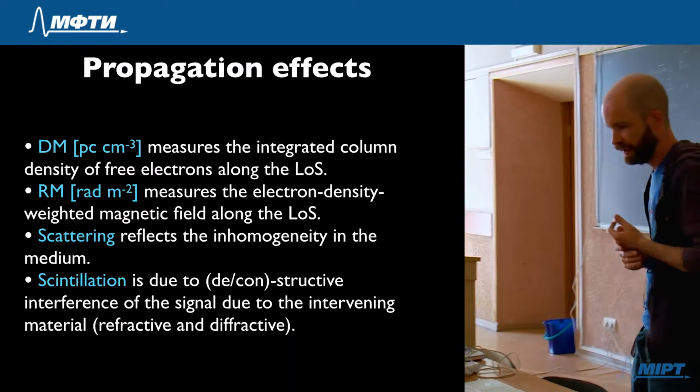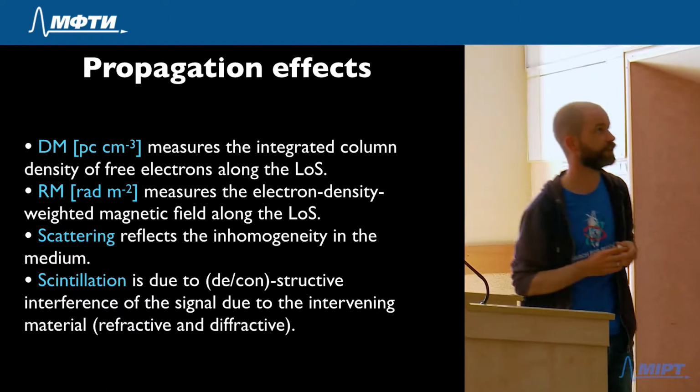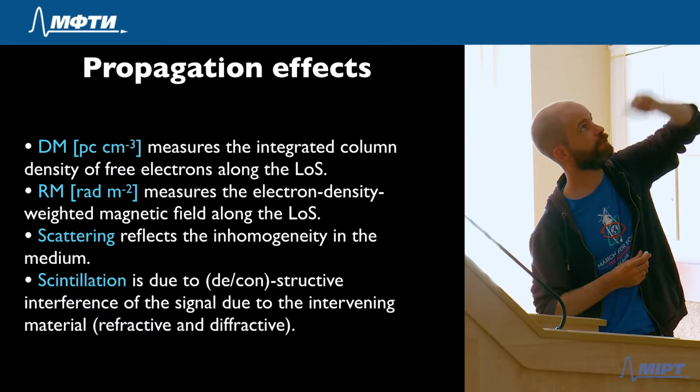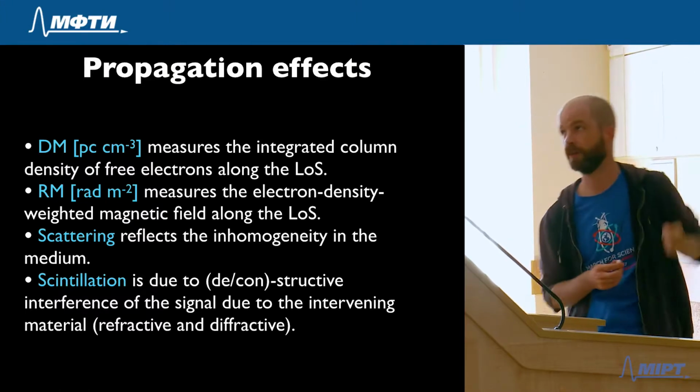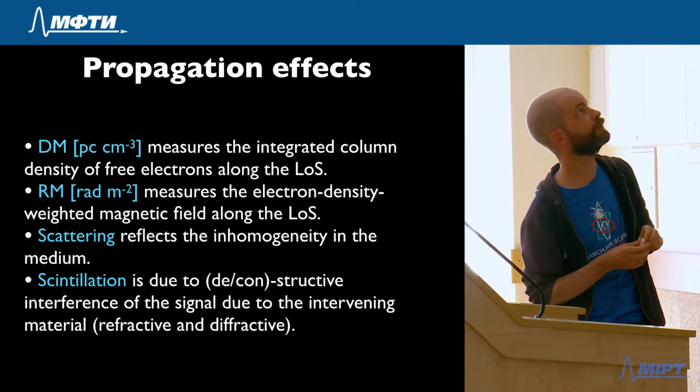So just to summarize these main effects, because these are things that you guys are going to be looking for in the data set. Dispersion measure is a column density again. It measures the integrated column density of free electrons along the line of sight. And you can measure the dispersion measure for the bursts that I'm giving you in the data.